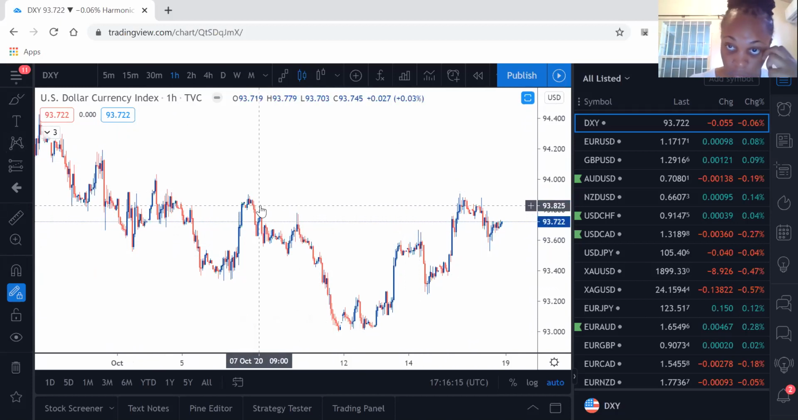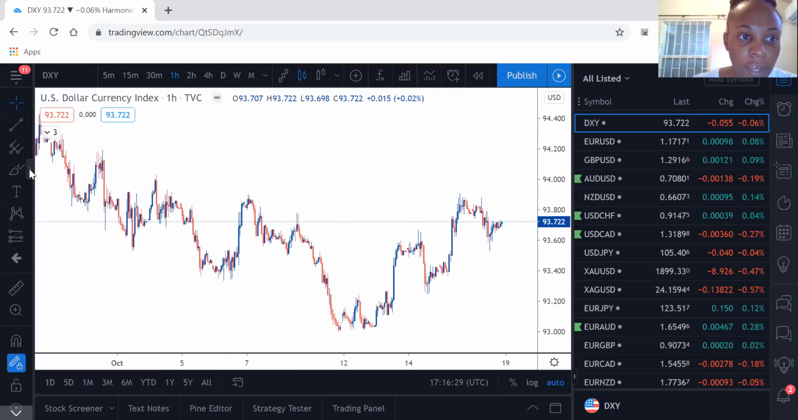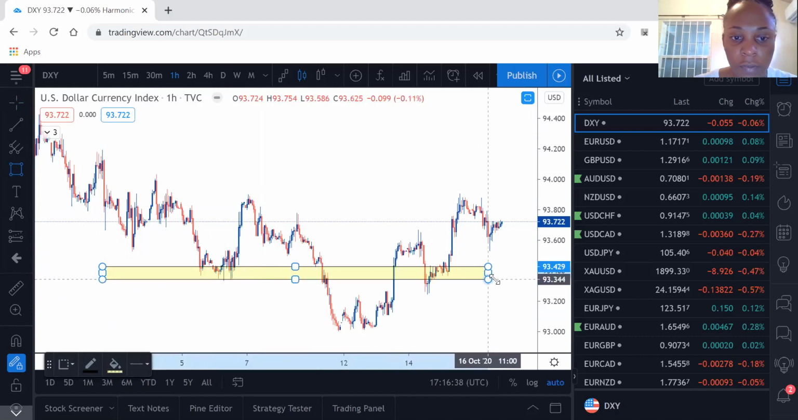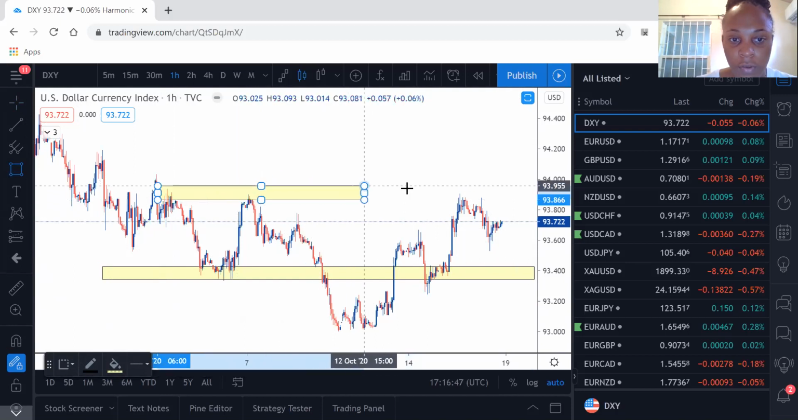Now, it's critical for you guys to first mark out your zones. That's key. Always mark out your zones. This is going to help you identify what is being formed, the type of pattern that is being formed. So first I'm going to mark out my zone. I'm going to mark support and resistance. This is a resistance zone here.